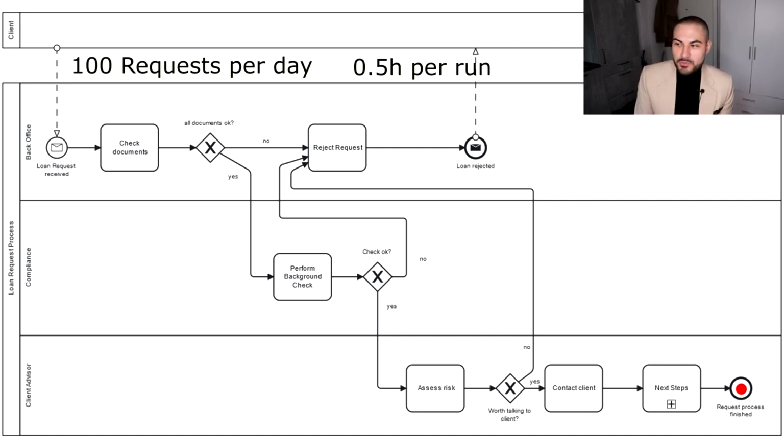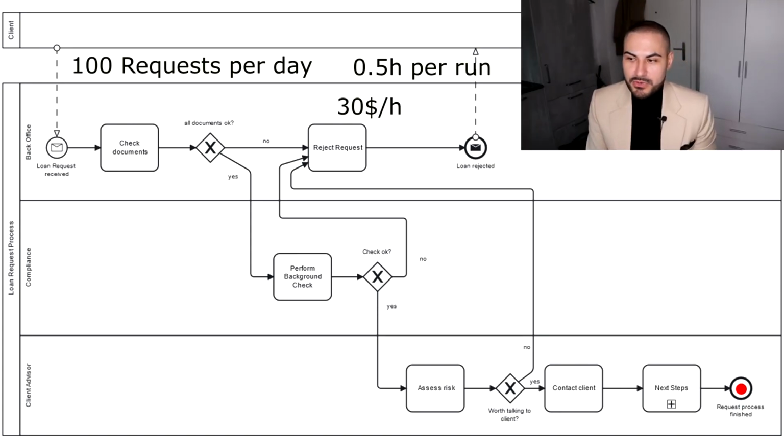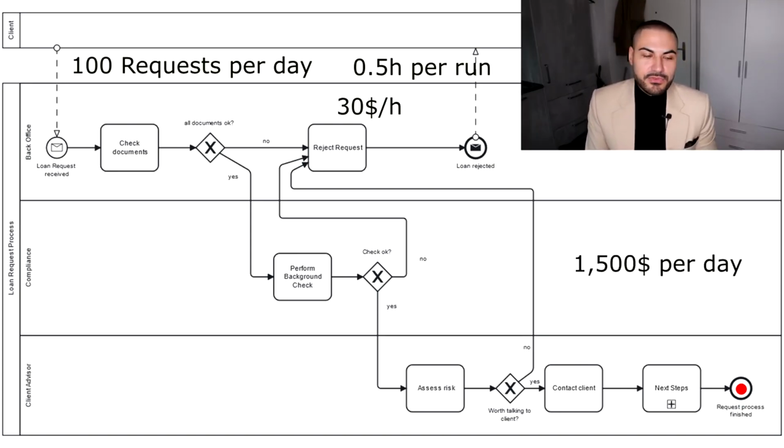And let's assume the employees involved in this process make on average $30 an hour, meaning we have 100 runs every day. Let's take this times 0.5 hours, which one completion takes, which actually means 50 hours a day. And as we know, $30 per hour is the average hourly rate. Let's multiply this with the 50 hours and we get $1,500. So each day this process costs us $1,500.